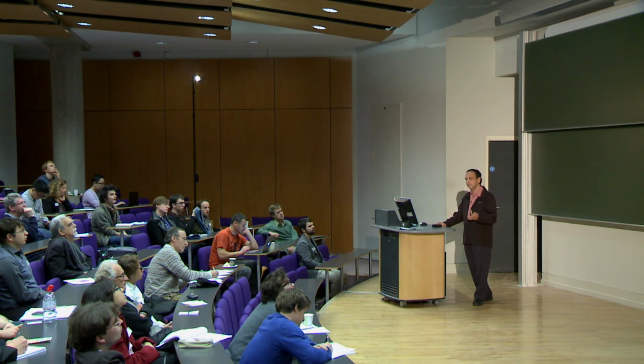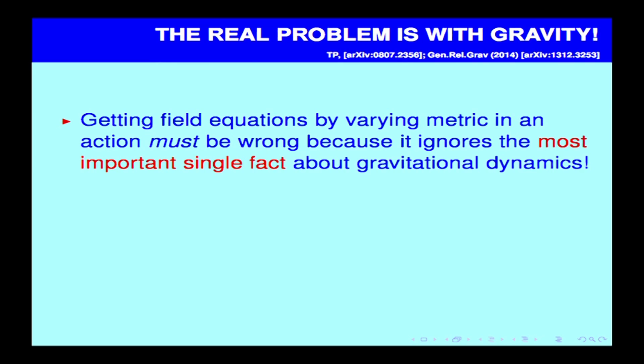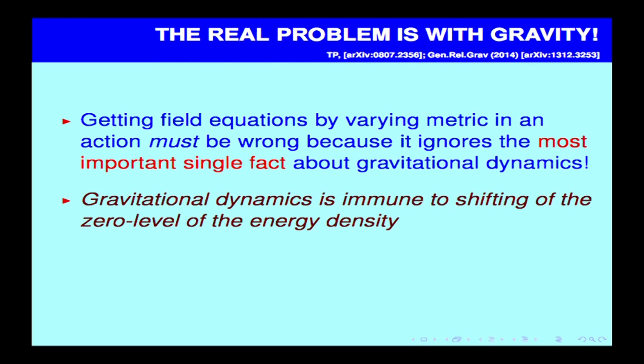We have been going around for so many years writing the field equations by varying the metric in an action, and this must be wrong because this ignores the most important fact which we know about gravity, namely that through the phase transitions at tree level, gravity seems to be immune to shifting of the zero level of the energy density. So, we do not know how to do that yet, but I am going to show you how it can be done. But the basic idea is that this seems to be some experimentally or observationally established fact. So, you would like to do dynamics incorporating that.